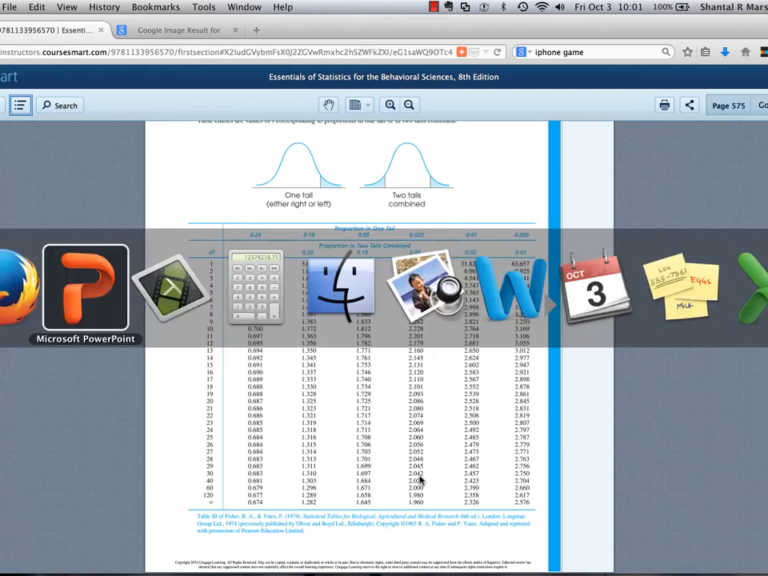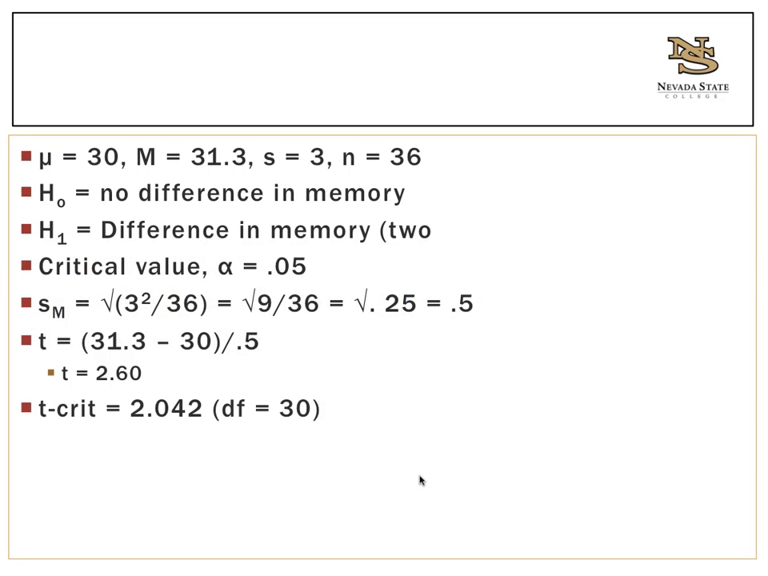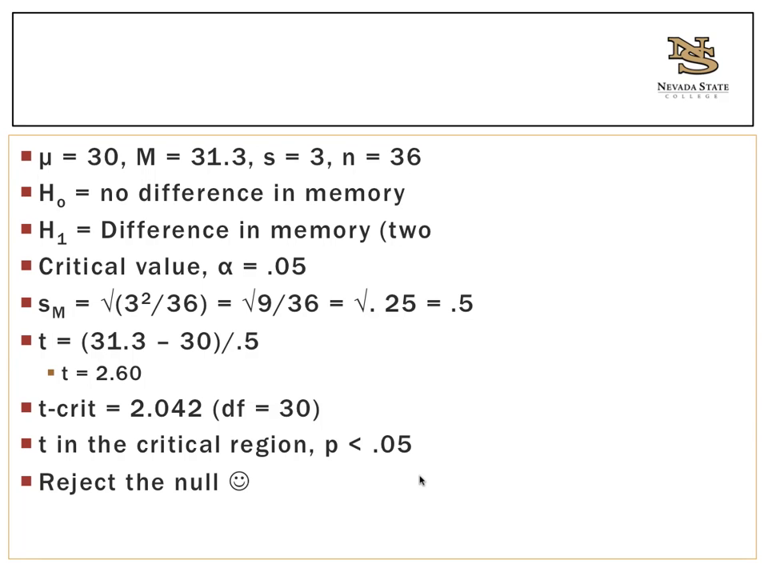All right, so let's go back to our problem. We have a critical t of 2.042. Remember, we used the degrees of freedom for 30 instead of 35 because we didn't have 35. Yay, our t is in the critical region. Are you guys happy, excited? Are y'all dancing in your chairs like I am? Okay, so in this case, we can reject the null.